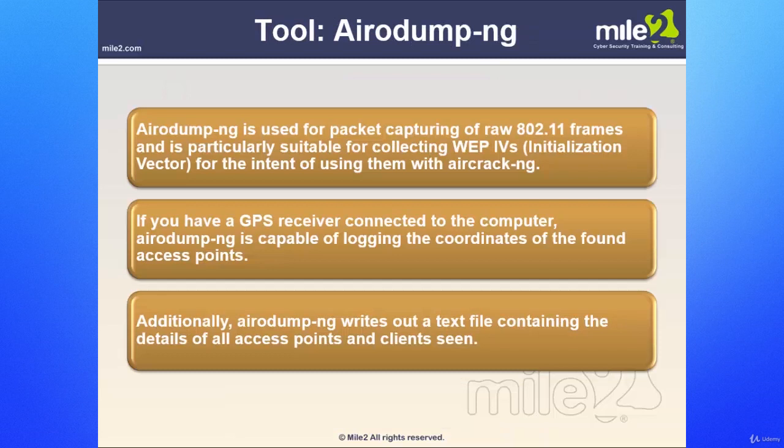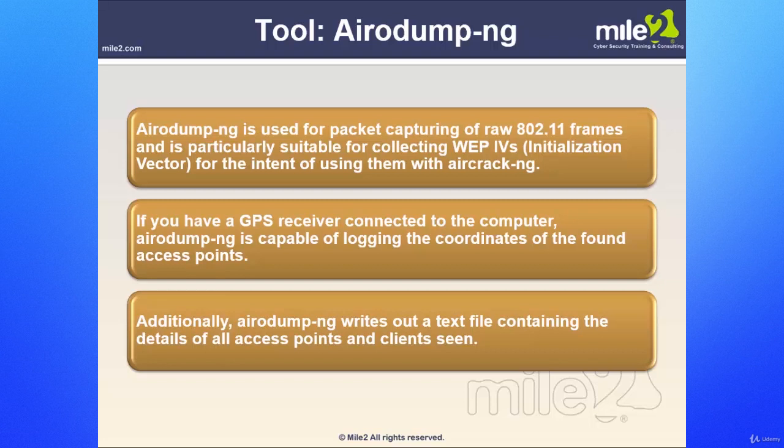So here again is the Airodump-ng. Once we've put our network card in promiscuous mode, in monitor mode, we then use Airodump, which is used for packet capturing of raw 802.11 frames and is particularly suitable for collecting WEP IVs, initialization vectors, for the intent of using them with Aircrack-ng.